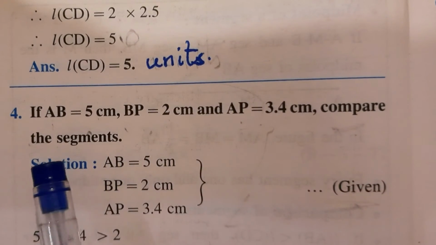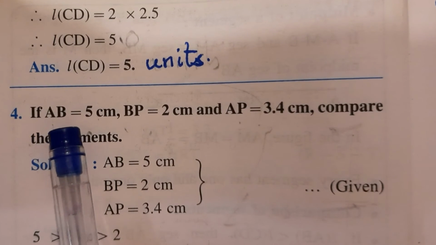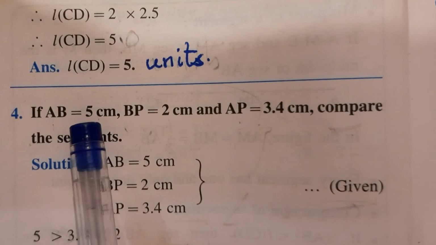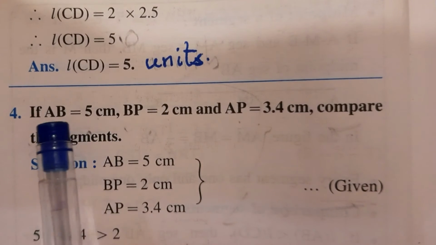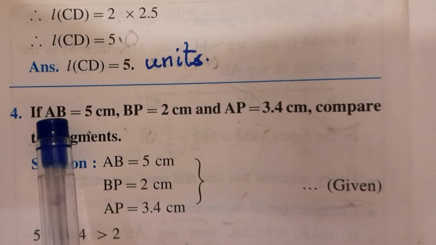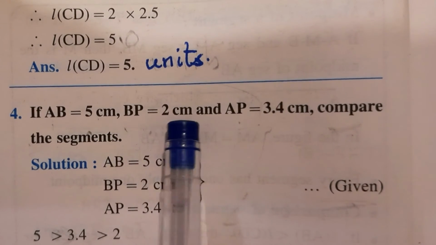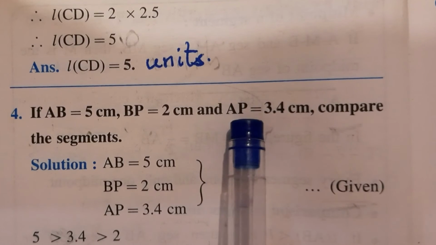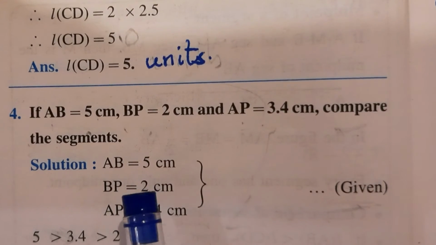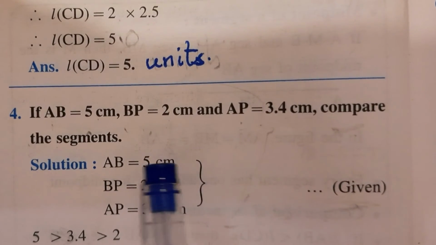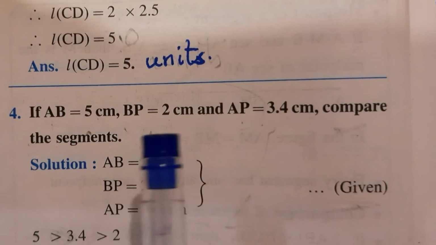Now have a look at question number 4 in your textbook. It says we are given the lengths of 3 segments. Segment AB, the length is 5 centimeters. When a number is written over here, it is understood this is the length of the segment. It's not segment AB, but the length of segment AB is 5 centimeters. Length of segment BP is 2 centimeters and length of segment AP is 3.4 centimeters. We have to compare the segments. Comparing the segments means you tell which is the greatest segment, which is the next segment and which is the smallest.